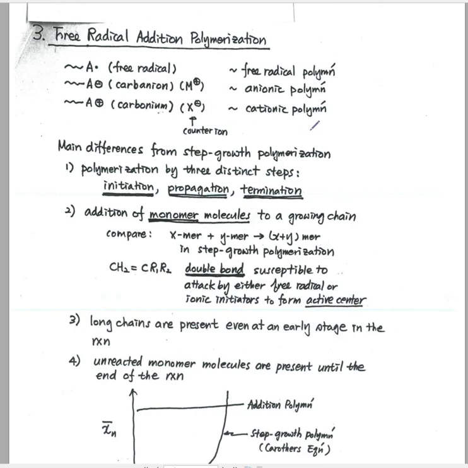Okay, we have just finished step growth polymerization. So let's begin addition or chain growth polymerization. In this chain growth polymerization part, we'll learn about three different types of addition polymerization method, including free radical polymerization, anionic polymerization, and also cationic polymerization. So let's first begin with free radical polymerization, in which free radicals are involved in the polymerization process.